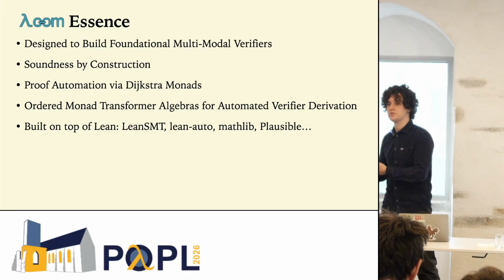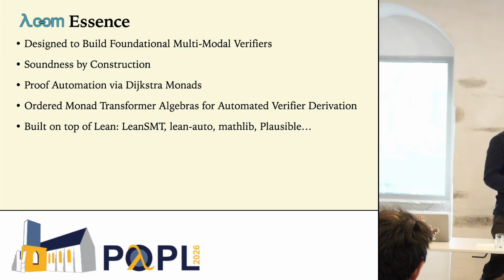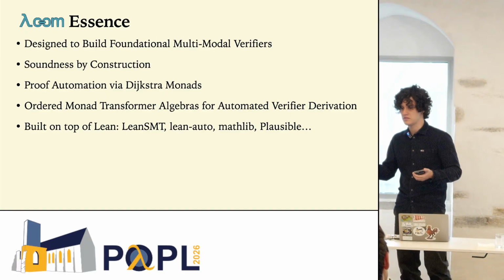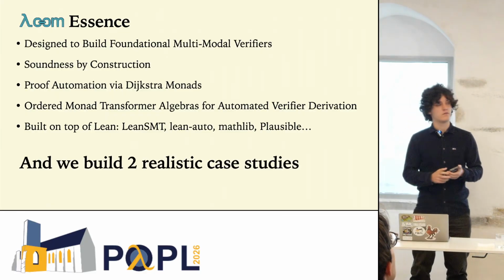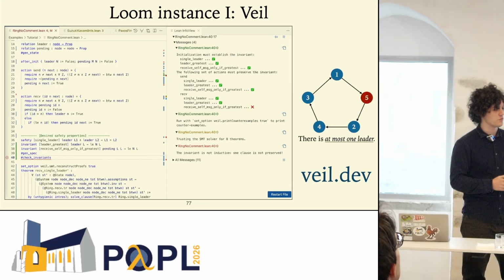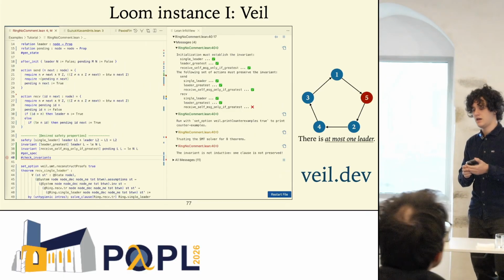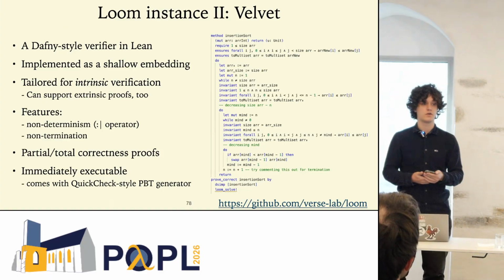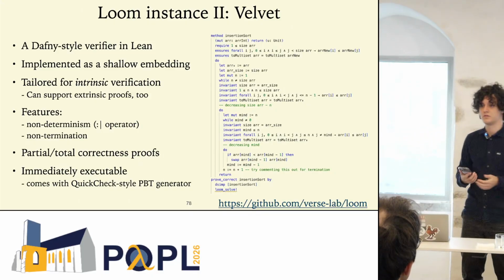We enjoy Plausible, which is the Lean way to do property-based testing, Mathlib to get all the formalized math, and so on and so forth. And we built 2 realistic verifiers. One of them is Whale, which is the verifier for distributed protocols. And another one is Velvet, which is the verifier for imperative programs. Well, a Dafny-like verifier.